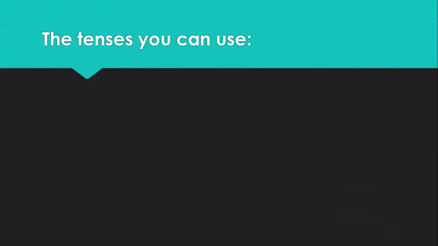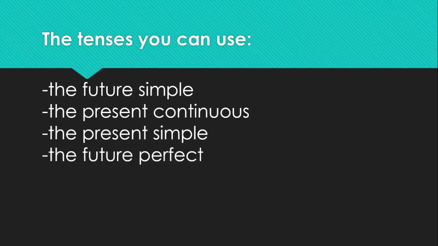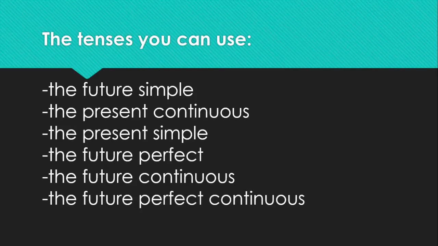So the tenses that you can use, well, you can use 6 out of the 12 English tenses. As you'd expect, you can use the future simple, the present continuous, the present simple, and then the future perfect, the future continuous, and the future perfect continuous. But which tenses belong with which situations? That's what I'm going to help you with now.